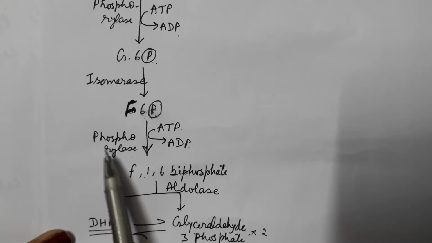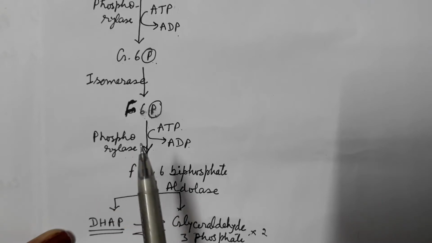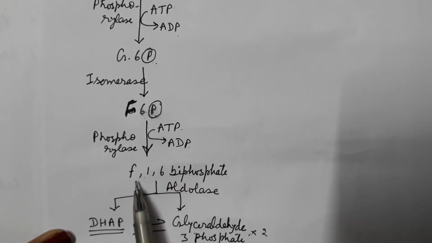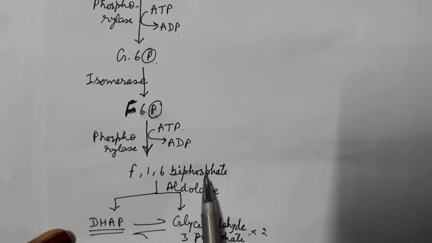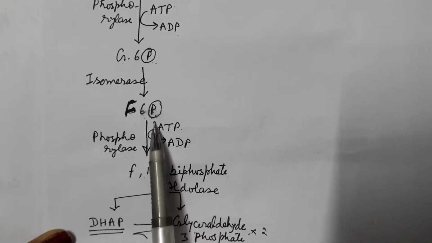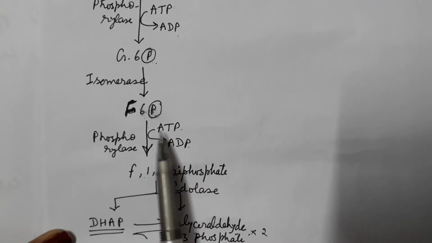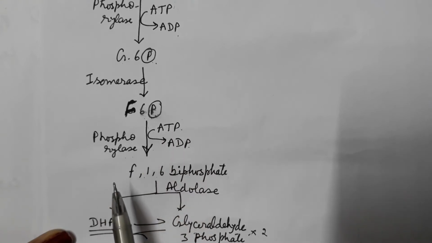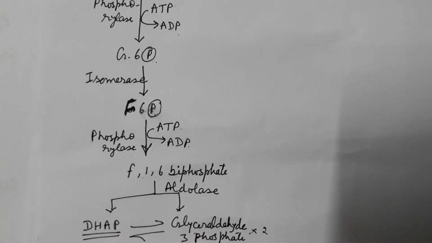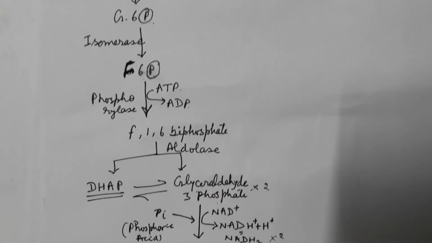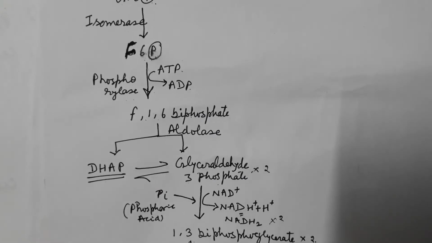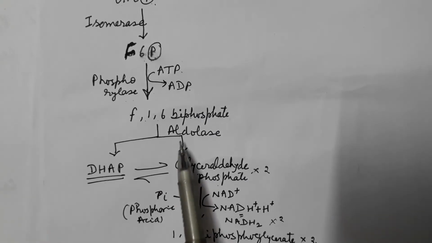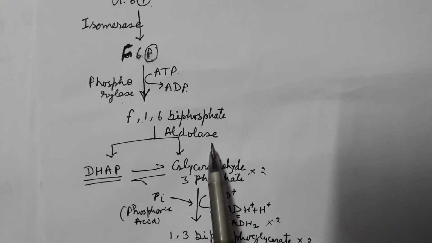This step is catalyzed by the phosphorylase enzyme and fructose 6-phosphate is converted into fructose 1,6-biphosphate. This phosphate is provided by ATP. So another molecule of ATP is utilized in this step and fructose 1,6-biphosphate is produced. In the next step, fructose 1,6-biphosphate is broken down in the presence of the enzyme aldolase.